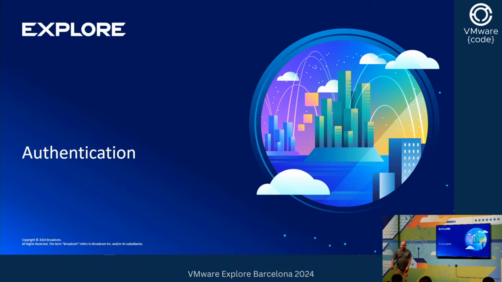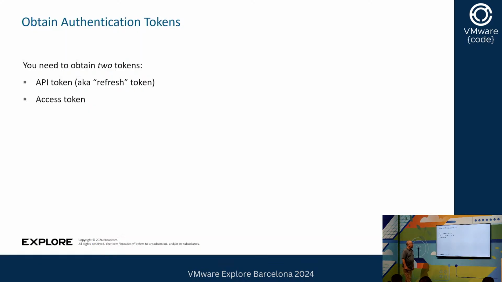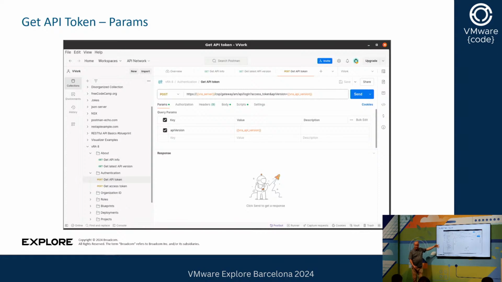Let's learn how to authenticate to the VCF Automation REST API. You need 2 tokens. The first is called the API token, also known as the refresh token. The second is called your access token. The access token is ultimately the one that you really need, but you've got to get the first one first. So to do that, in my collection, I've defined a folder called authentication, and I have 2 REST operations defined here. One to get the API token, and the second to get the access token.